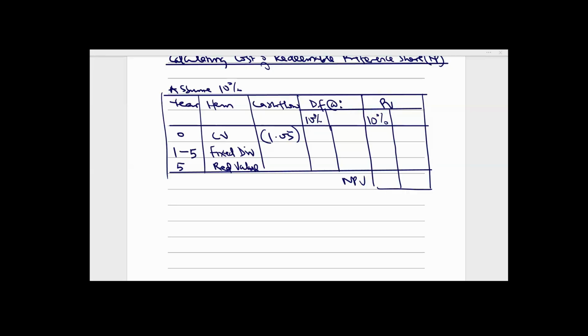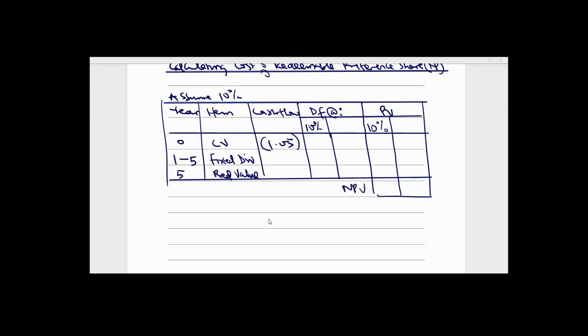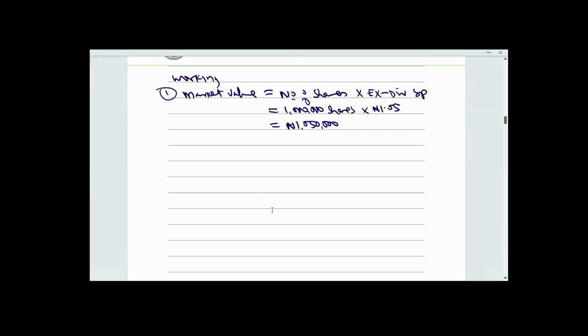Let's go and do working for that. If I want to use market value, instead of me putting 1.05, I will put 1,050,000. So I've changed my mind to use par value. So let's move on. Now I want to calculate fixed dividend.